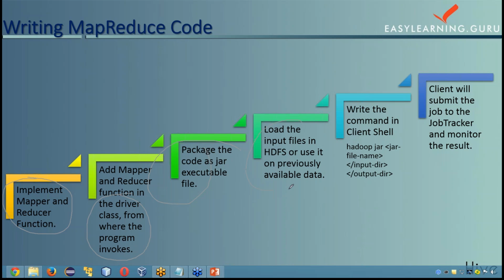Then the loading of the input files is done in HDFS. Then we write a command that is Hadoop jar. We give the jar file name that we packaged, the input directory and the output directory where we want our result to come out. Then the client will submit the job to the job tracker and monitor the result. So this is the procedure that is followed when we consider writing the MapReduce code.